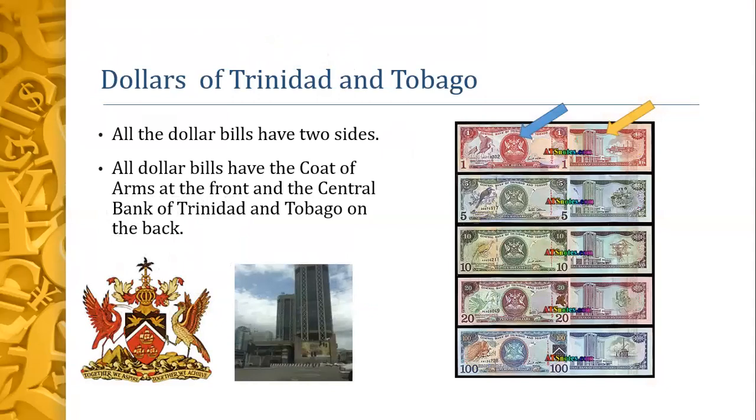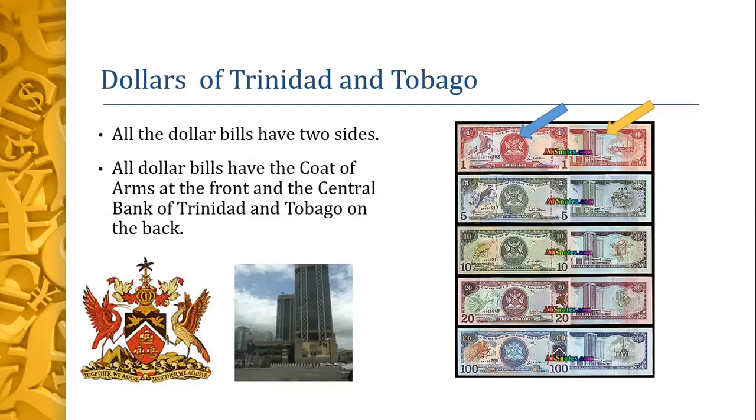Today, students, we are going to continue with our lesson on money. Now, remember, I said money can be in coins or bills. We are going to talk about bills or dollars today. All dollars have two sides. And all dollars, that's the dollars of Trinidad and Tobago, have the coat of arms at the front and the Central Bank of Trinidad and Tobago on the back.